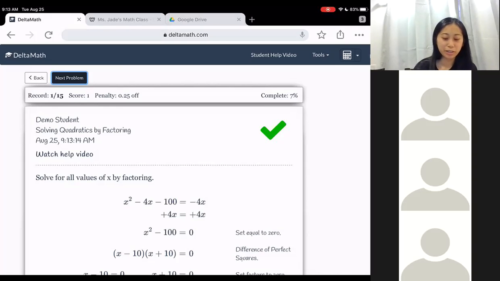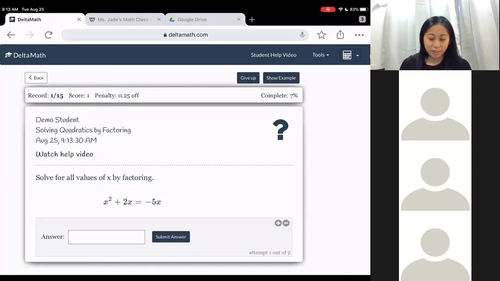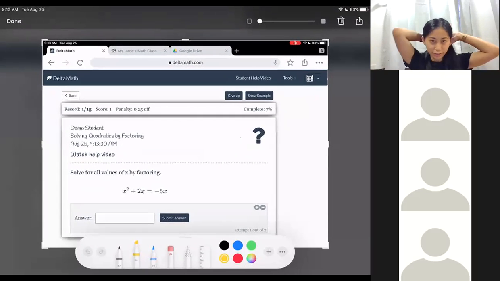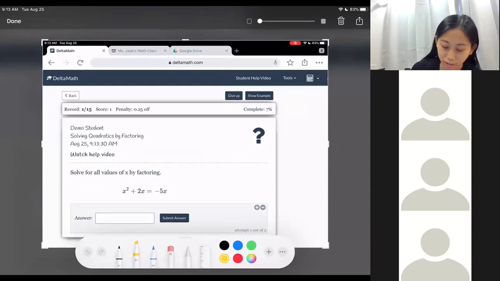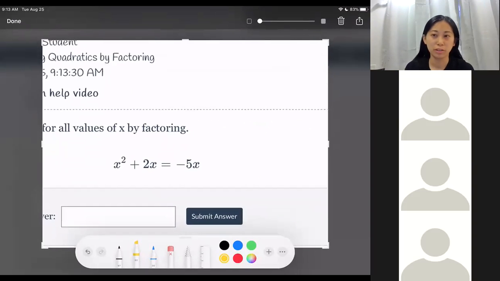Okay, let's do another one. All right, cool. So this is a different type of example. I'm gonna screenshot it. If you guys already know how to do this, feel free to work ahead. I just wanna make sure I give enough examples to those who need it, okay?